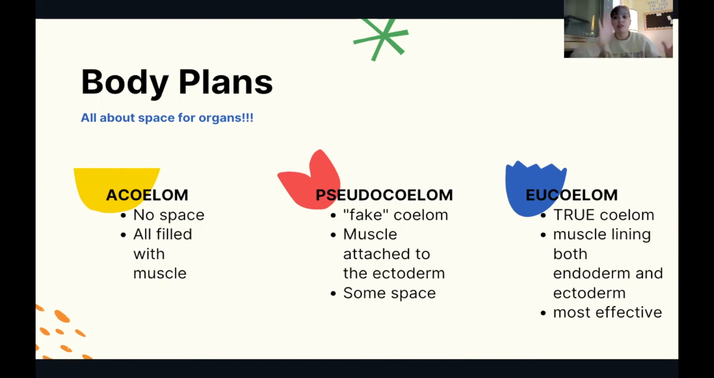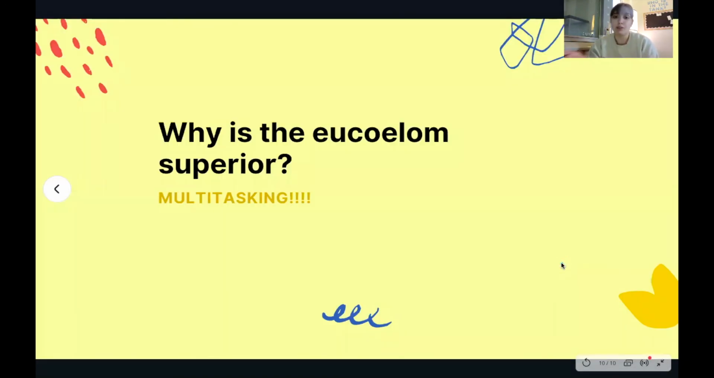and that's why we only see it in a small portion. The eucoelom, or true coelom, has two muscle layers, a muscle layer on the outside and a muscle layer on the inside. That's more effective because it allows you to not have to choose between moving and eating. You can do both at the same time. I could eat some food and then realize I see a predator and then run away, and I don't have to decide what I'm going to do. It just is done. So the eucoelom is superior because it allows for multitasking, allowing you to move and eat at the same time. So the next time that you are running and eating a cheeseburger, thank your eucoelom.